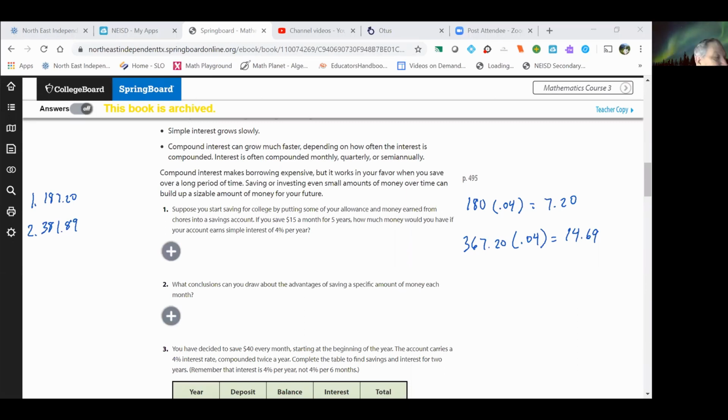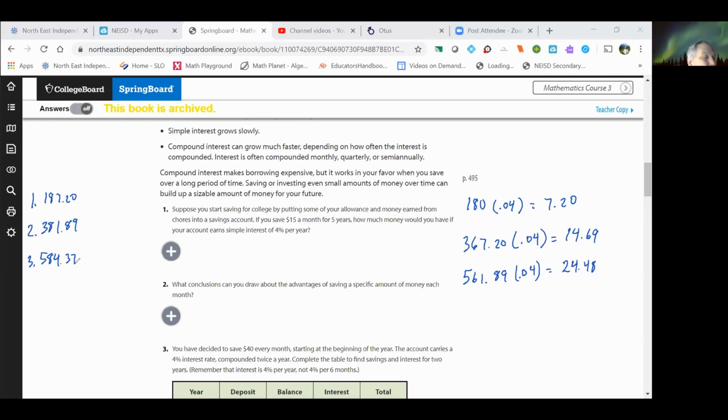At the end of year 3, that gives me $561.89. Then the bank gives me 4% interest, so I multiply that times 0.04, and that's going to be $24.48. Of course, I add that to the $561.89, and that gives me, after year 3, a balance of $584.37. Then during year 4, I'm going to save $15 a month for a total of $180, so I add $180 to this.